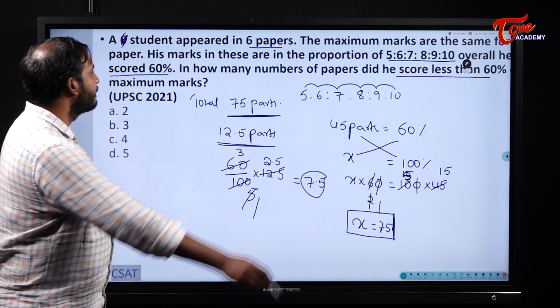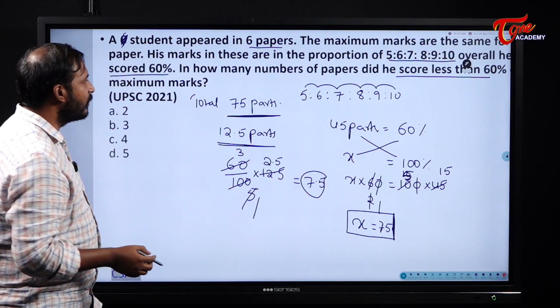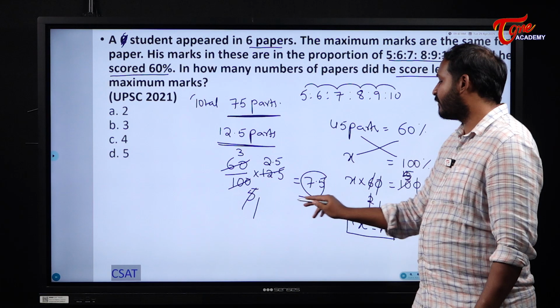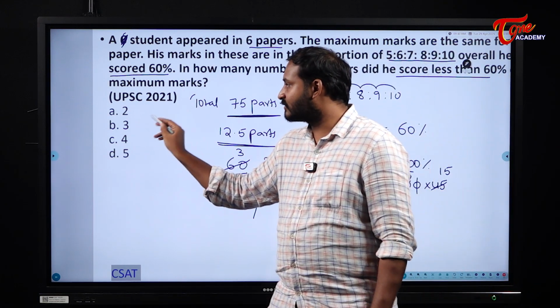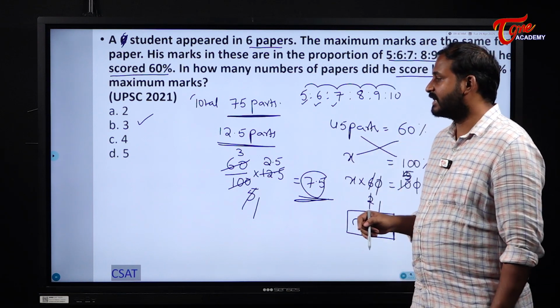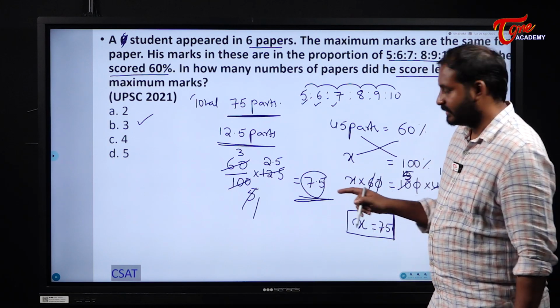Now, in how many papers did he score less than 60%? Please see, in how many subjects is he having less than 7.5 parts? 1, 2 and 3. In 3 subjects he is scoring less than 7.5, which is 60%, right.